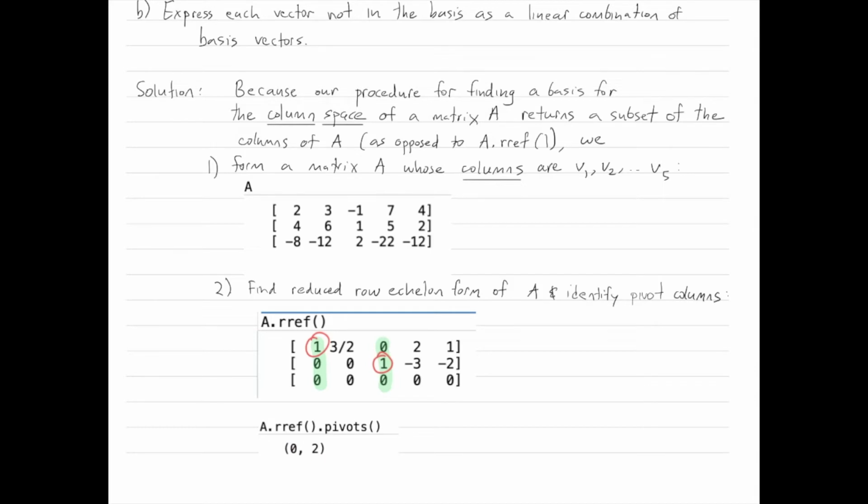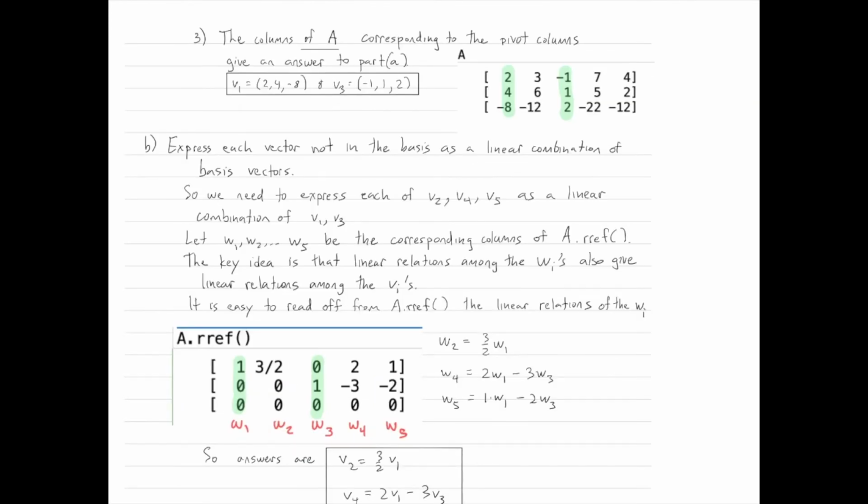And then the next step is to go back to this matrix A and take those columns, the first column and the third column. So this column 2, 4, -8, and -1, 1, 2, that's going to be the answer for part A. So here's the answer to part A. I've just written these columns as row vectors. You can leave them as column vectors, it doesn't matter.